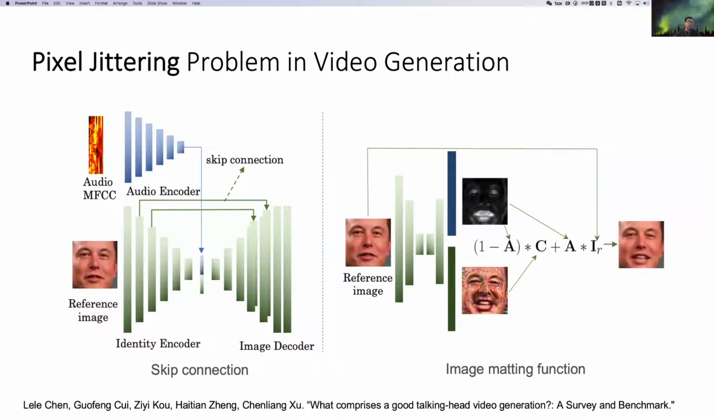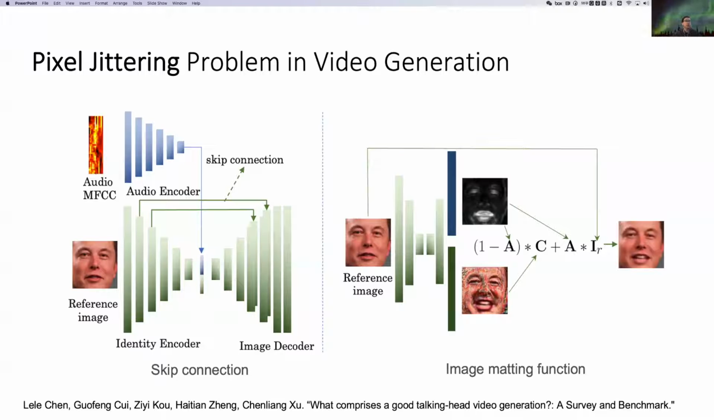This skip connection offers a highway between the synthesized image feature and the reference image feature, which can mitigate the pixel jittering problem during the encoding and the image decoding stage. However, this skip connection structure is sensitive to which layer people apply it to. If the skip connection layer is applied too early or too late, it may decrease the network performance.